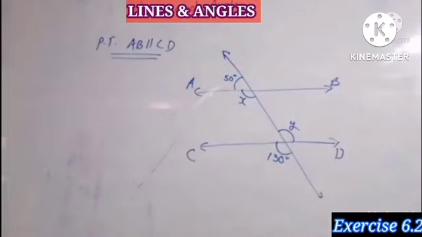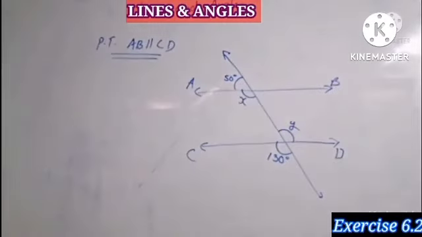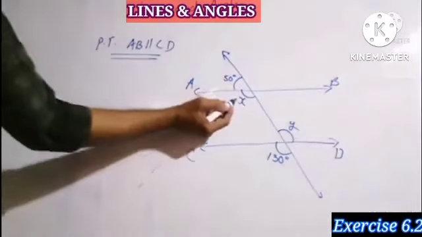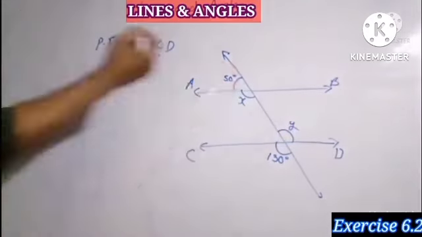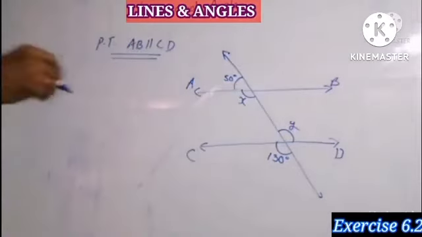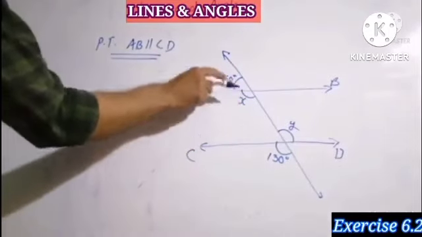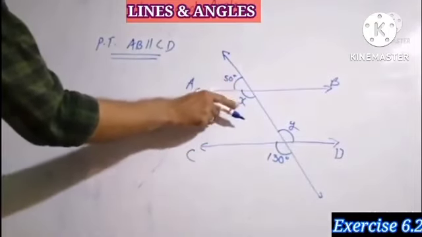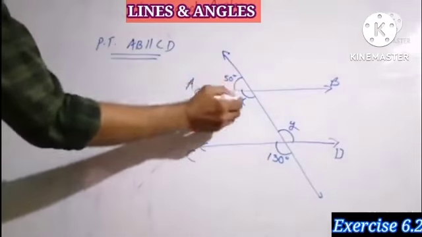So here from this figure, you can find out the value of x and y. How to find the value of x and y? Here x and y are alternate angles. Okay, when alternate angles are equal, then AB parallel CD. So first of all, find out the values of x and y using this value. We know that x and 50 degree, how are these angles related? What type of angles are they?